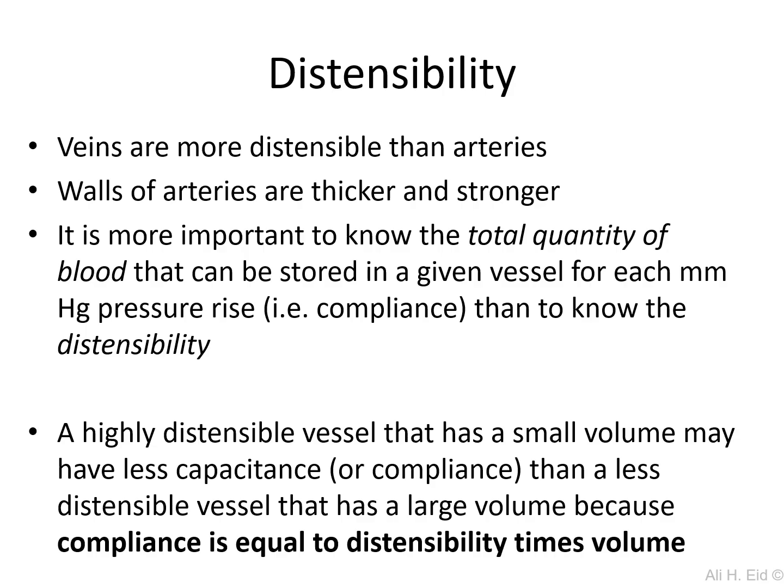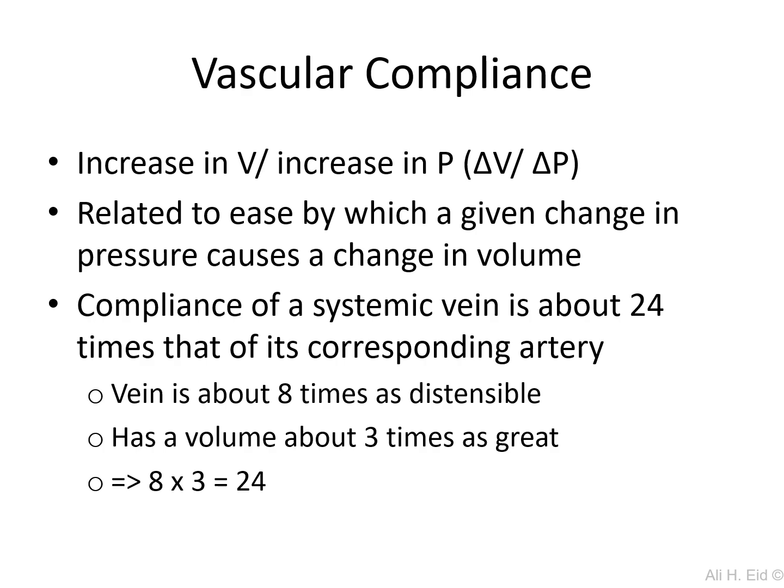So a highly distensible vessel that has a small volume may have less capacitance or compliance than, pay attention, a less distensible vessel that has a large volume, because compliance, which is what we care about, is not only distensibility, it's distensibility and the volume that I can put in. So this equation helps us understand compliance. Compliance is basically the increase in the volume, that's delta V, divided by the increase in pressure, that's delta P.